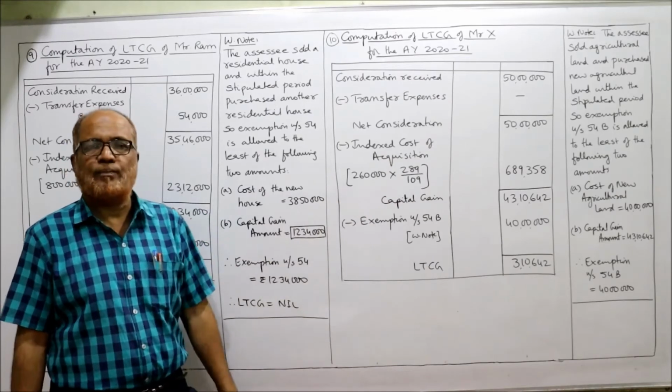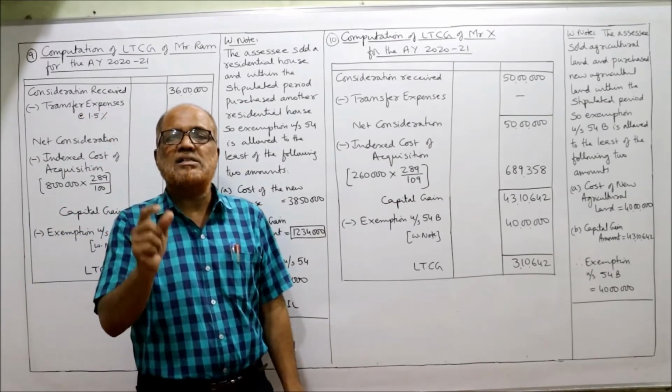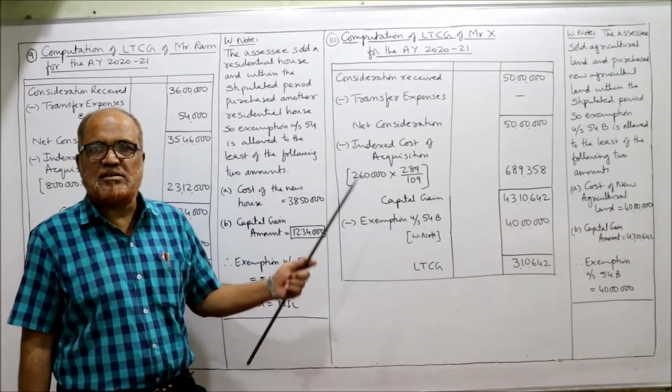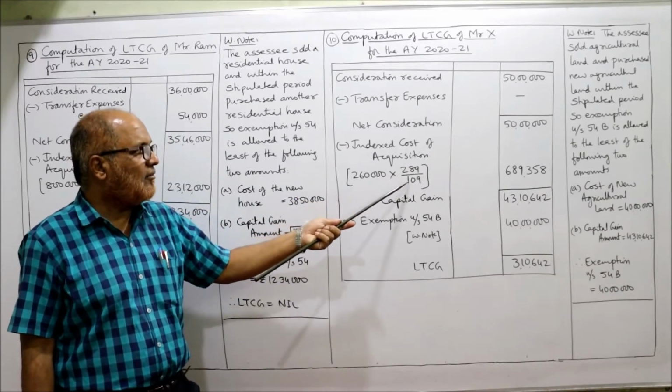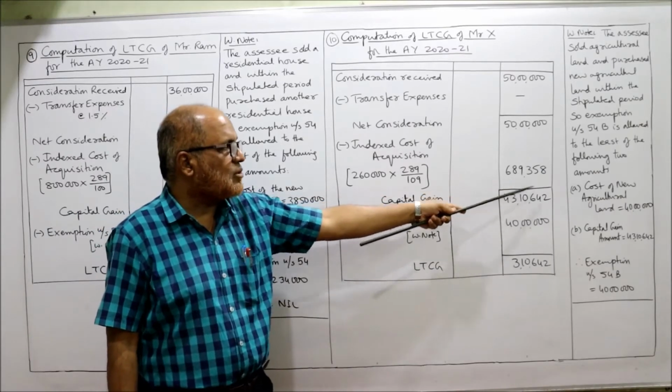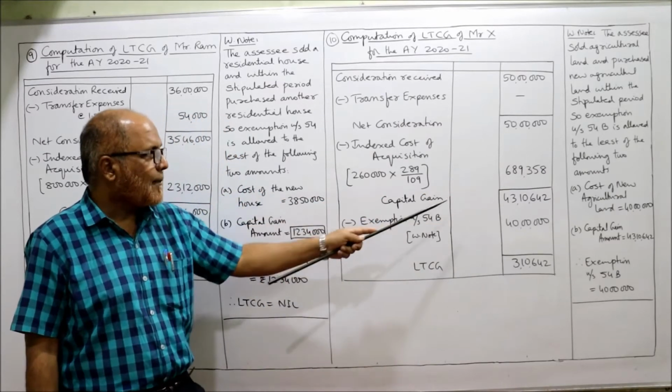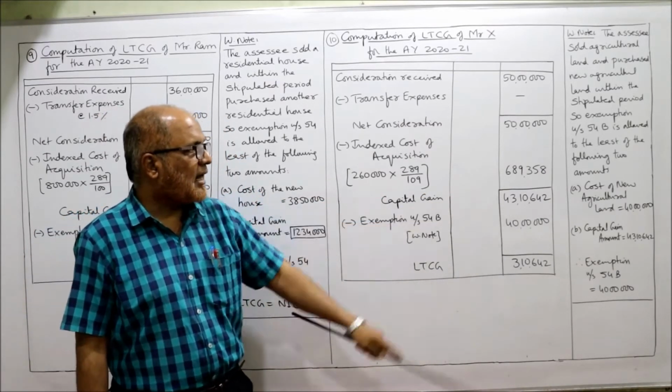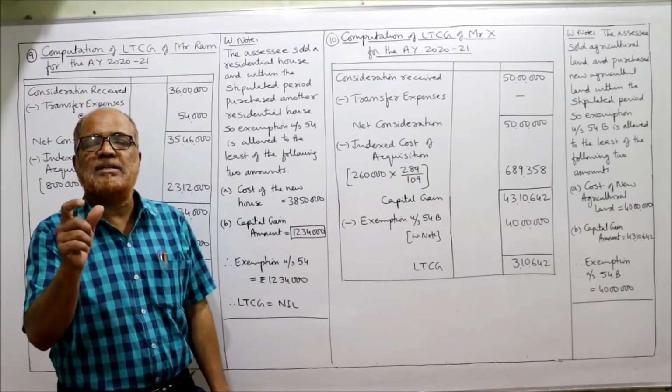Indexed cost of acquisition. Per acre 26,000 rupees. This is the purchase price. Into 289 divided by 109. You will get 6,89,358. Subtract, capital gain 43,10,642 is the capital gain.